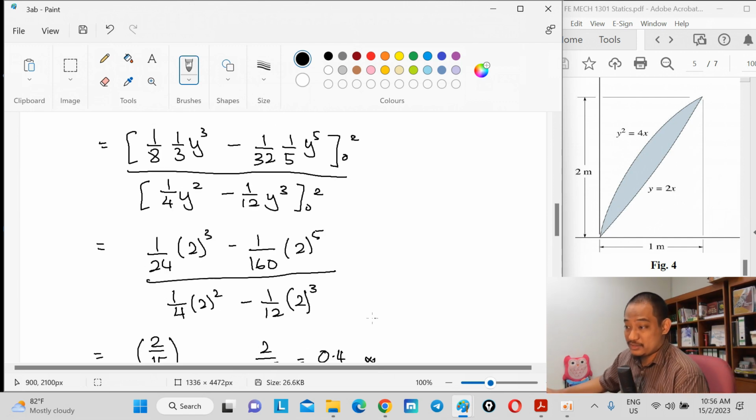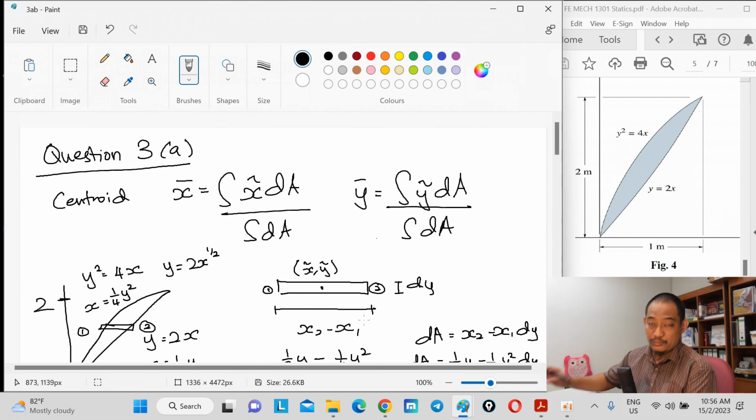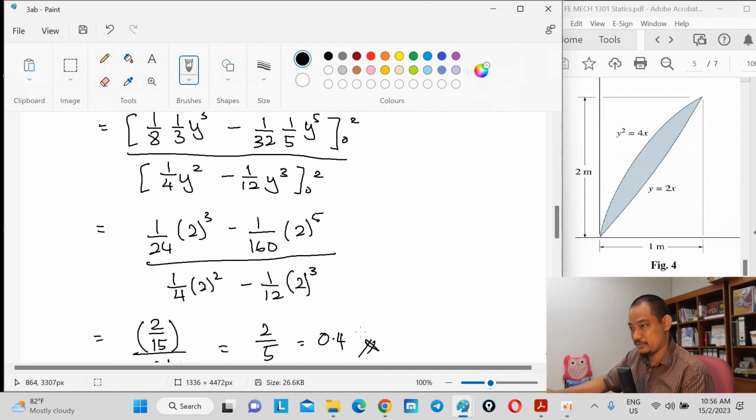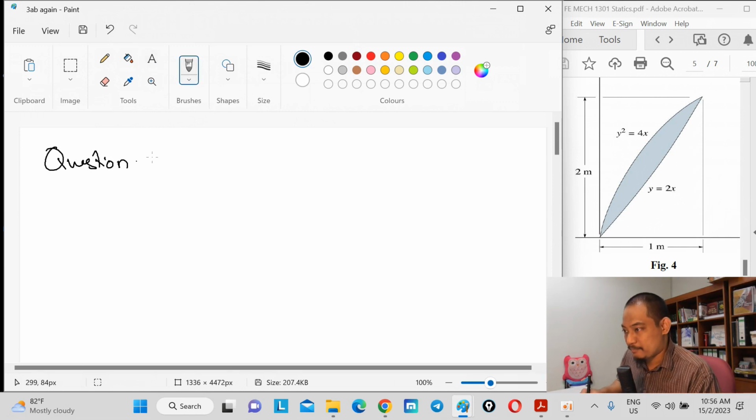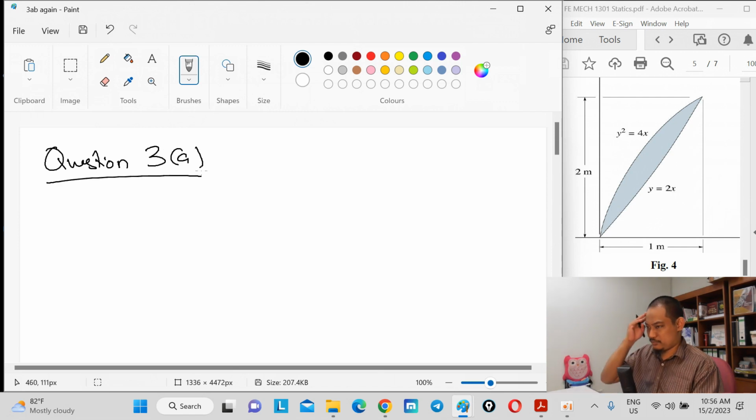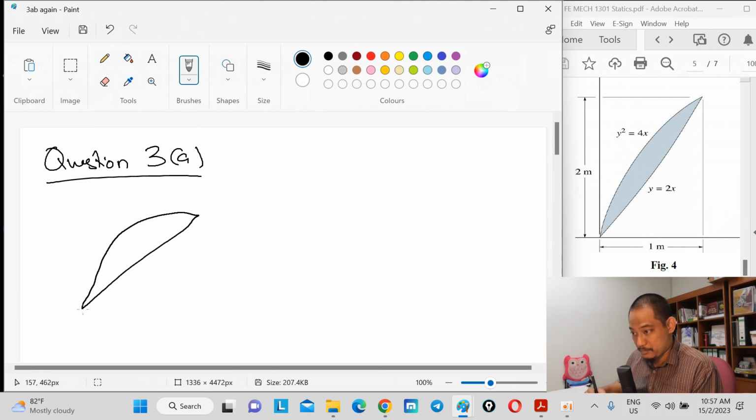Okay, now let's try. Of course, you have to do it only once, but let's try using, let's say, question 3a. Do I have the time to do this? Because we have another 1 hour 4 minutes, and I'm trying to do this. Okay, let's just do it, right? So the centroid, and trying to use the vertical element.